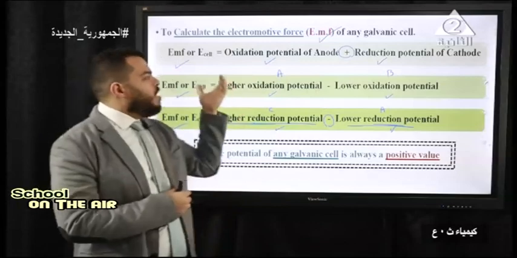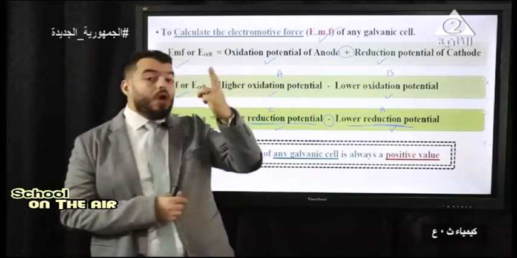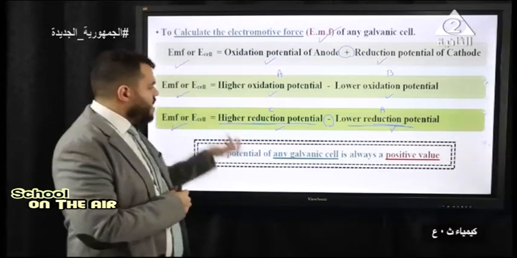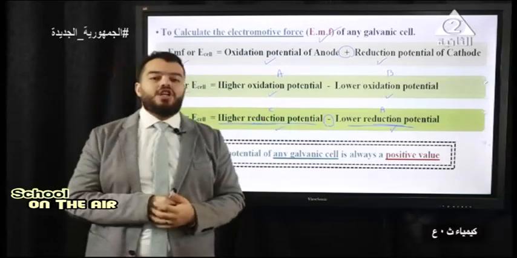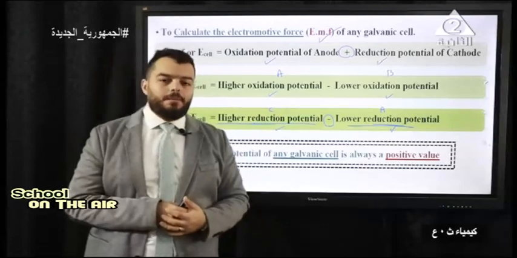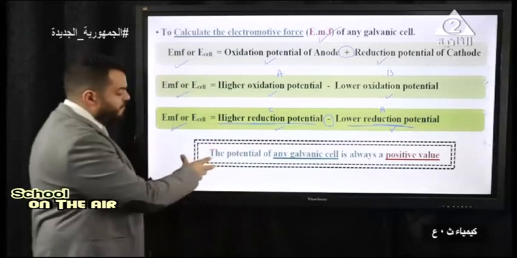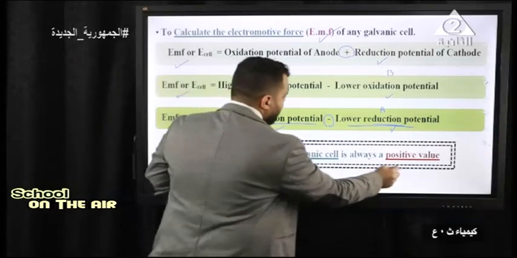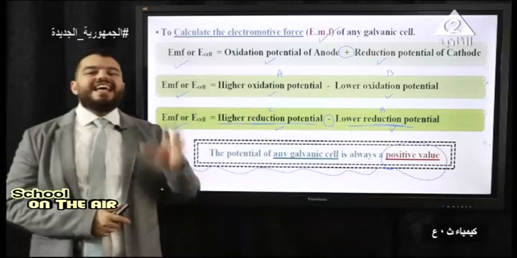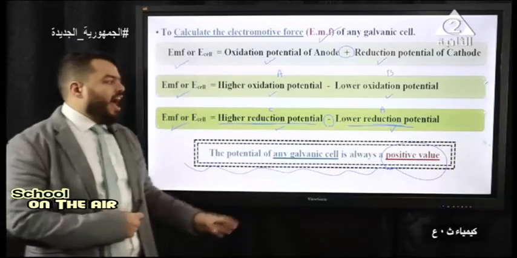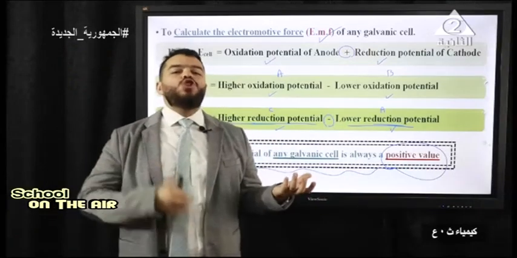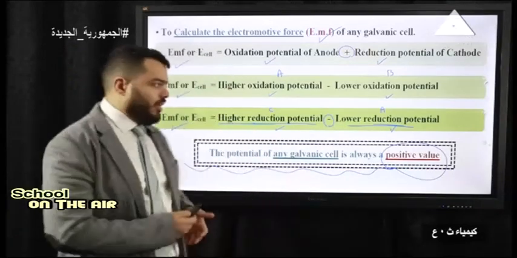If I give you the oxidation potentials of the 2 elements, you will make the higher minus the lower. And if I give you the 2 reduction potentials of the 2 elements, you will make the higher minus the lower reduction potential. And the EMF we are measuring has to be a positive value, because the galvanic cell gives a positive value when it's spontaneous and when it produces an electric current.